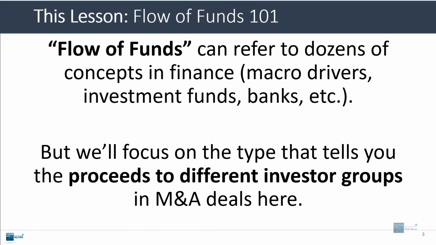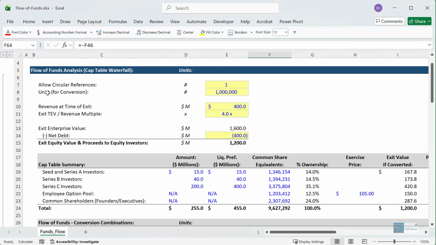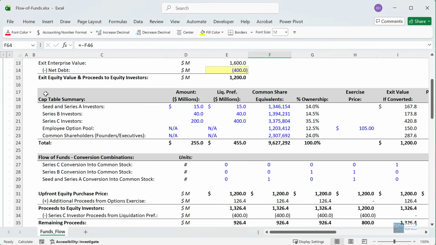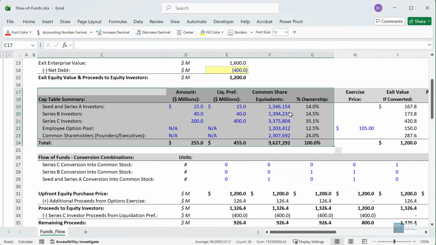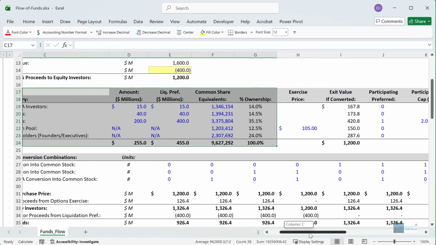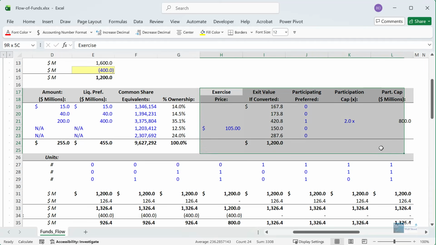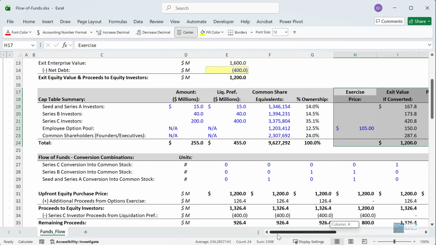So in a standard flow of funds schedule, you will have something about the company's exit value or potential exit value. You'll have information about the cap table, the shares owned by each investor group, the employees, the executives and founders, and so on. And then special terms like liquidation preferences, participating preferred, and so on.